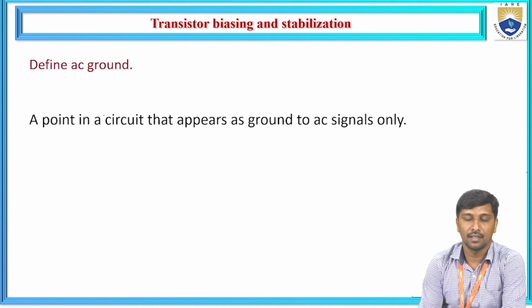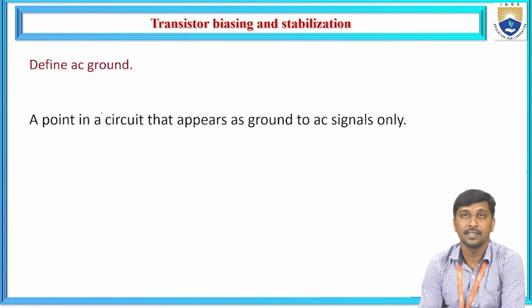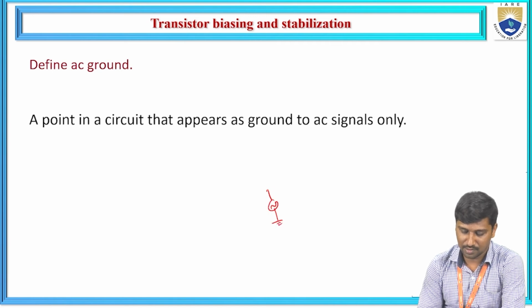Now define AC ground. What is the AC ground? What is the difference from the DC ground? It is a point in a circuit that appears as a ground to AC signals only. Let us take this as the AC signal, and here this is called the AC ground.